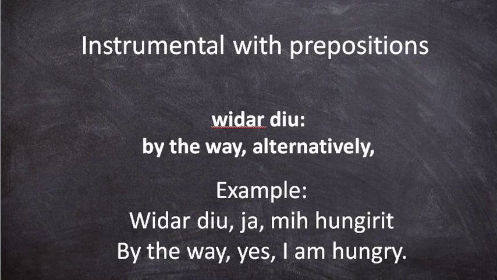Here we have the preposition widar. And widar means against. So widar diu literally means against that or opposite that. But you can translate it in an easier way to understand. It's like saying by the way, or alternatively, in terms of a different approach, like, oh, in this way, or in that way, if you will. So against that, this is something that's opposite to what is previously proposed and whatnot.